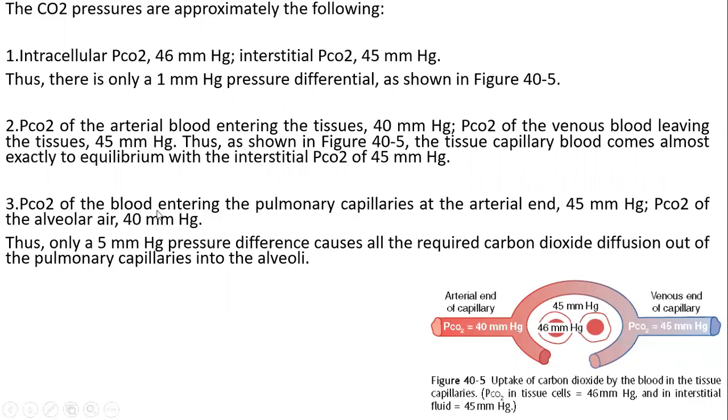Third, PCO2 of the blood entering the pulmonary capillaries at the arterial end is 45 mm mercury. PCO2 at the alveolar end is 40. Thus, only 5 mm pressure difference caused all required carbon dioxide diffusion out of the pulmonary capillaries into the alveoli.